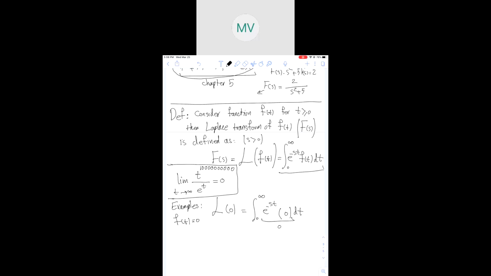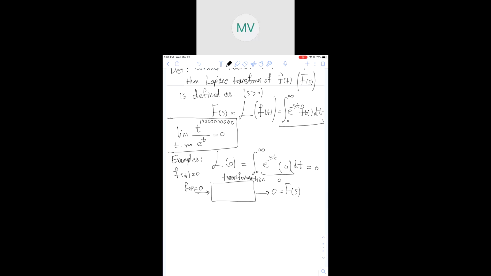What's that multiplication? 0. And integration of 0 is? Definite integral is 0. Indefinite would be constant, but constant minus constant is 0. So let's go back to our machine or transformation. If the input is 0, the output is also 0. So if f of t is 0, you output F of s as 0. Okay. Let's go to the next number.